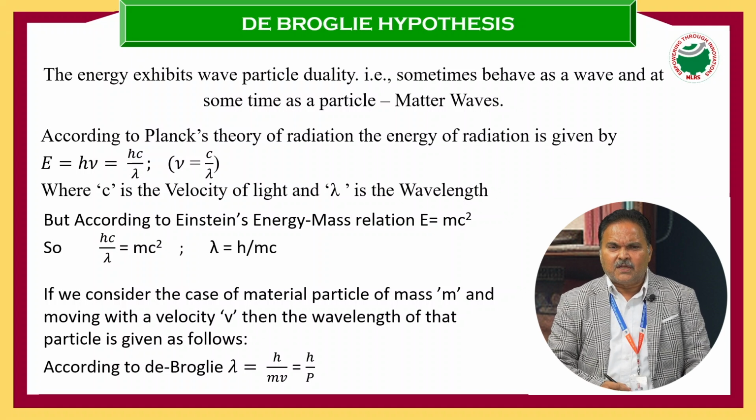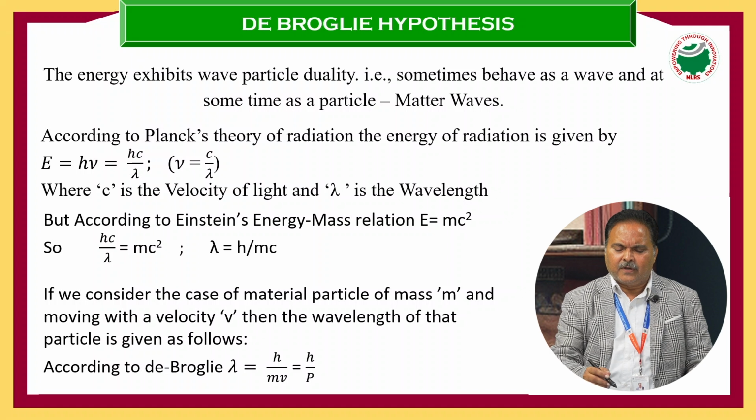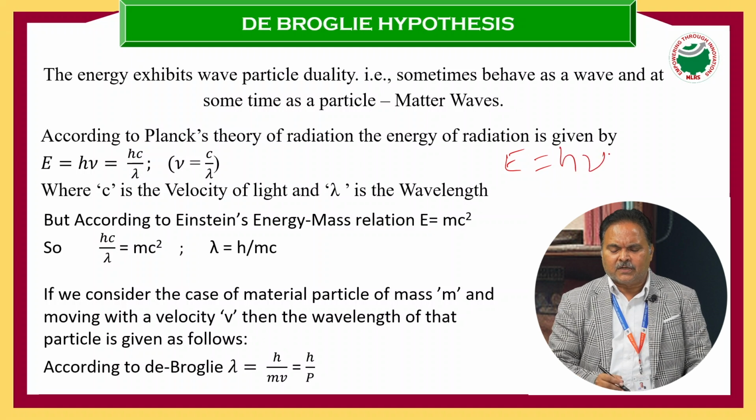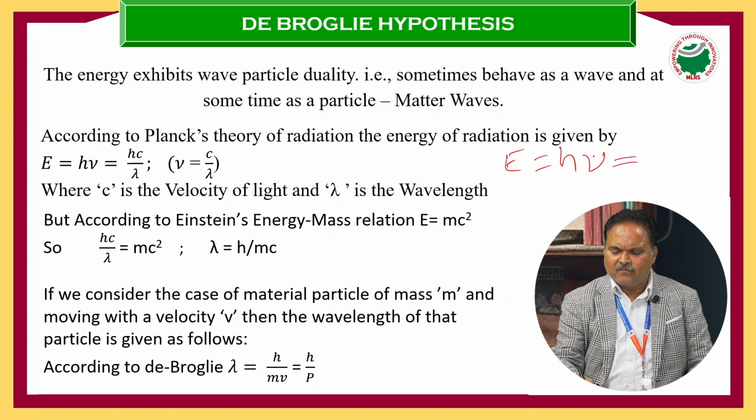For the derivation, he took the help of Planck's radiation law: E is equal to h nu, where nu is the frequency. This is already Planck's theory. Frequency is nothing but c by lambda, that is, the light velocity divided by the wavelength. Then it becomes E is equal to hc by lambda.